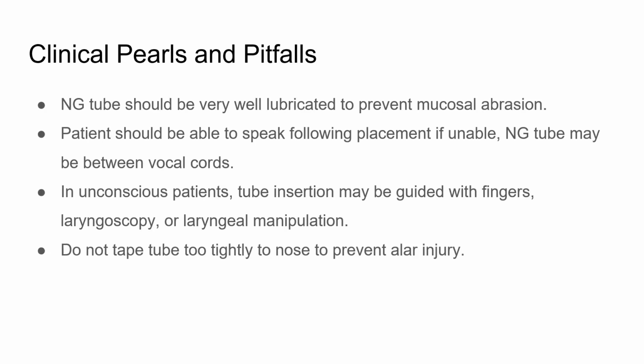Moving on to clinical pearls and pitfalls. The nasogastric tube should be very well lubricated to prevent mucosal abrasion. So lubrication is a must. Lubrication has to be done properly, then it has to be inserted. The patient should be able to speak following placement. If unable, the nasogastric tube may be between the vocal cords. In an unconscious patient, tube insertion may be guided with the fingers, laryngoscope or laryngeal manipulation. If the aid of a laryngoscope is needed, then laryngoscopy can also be used.